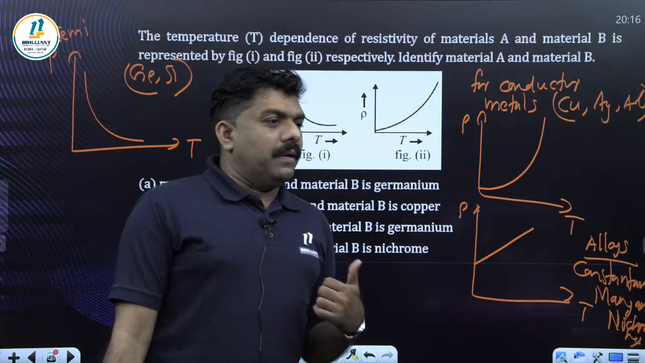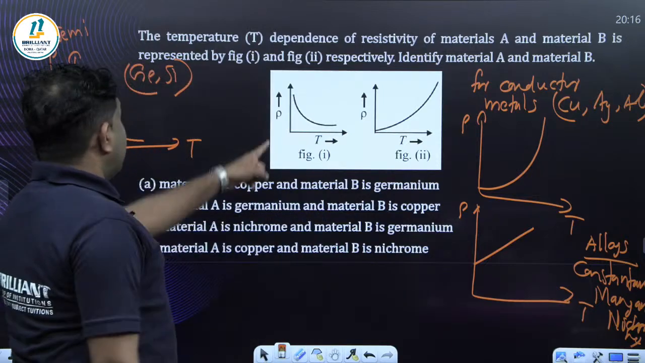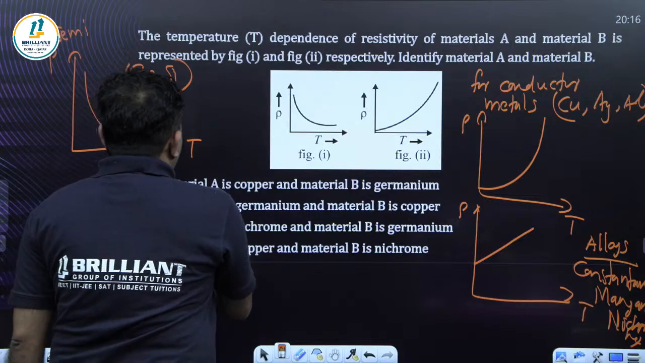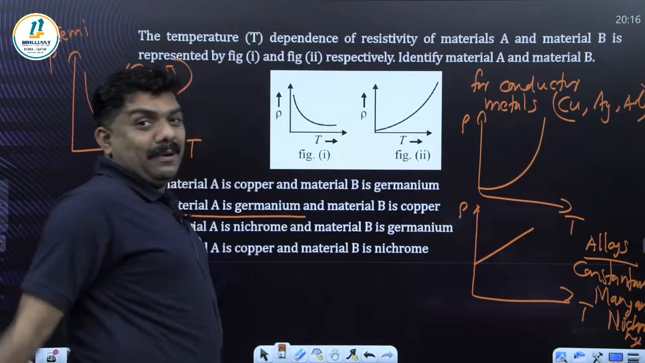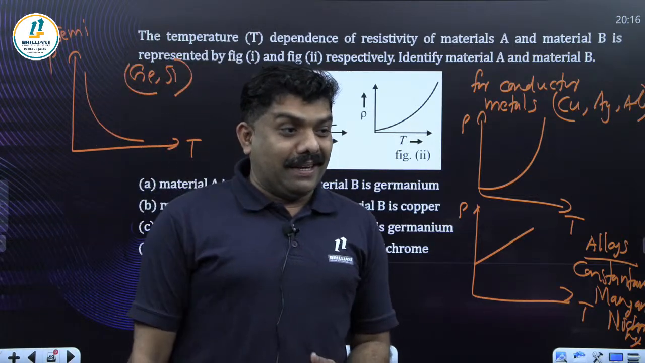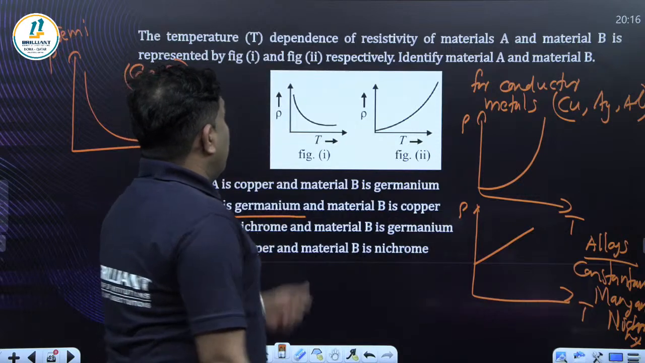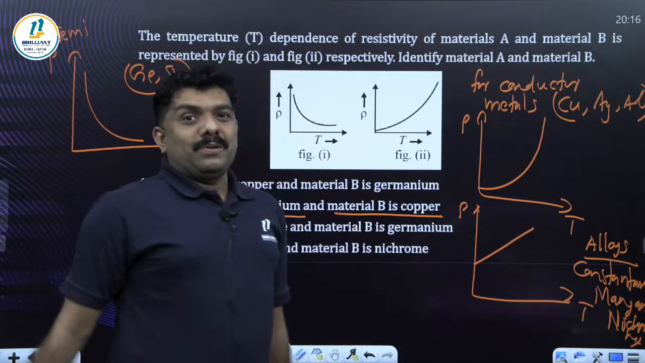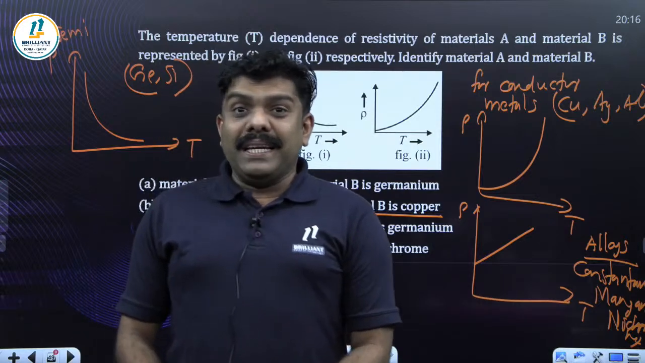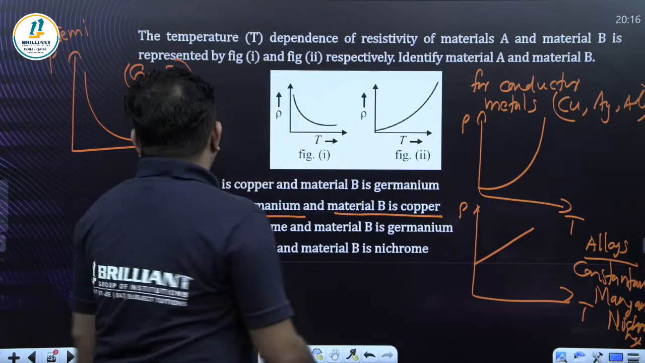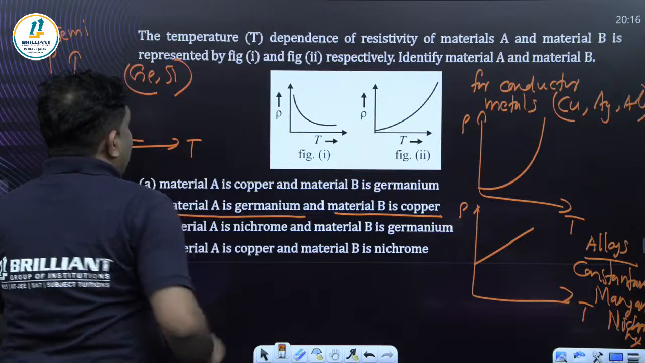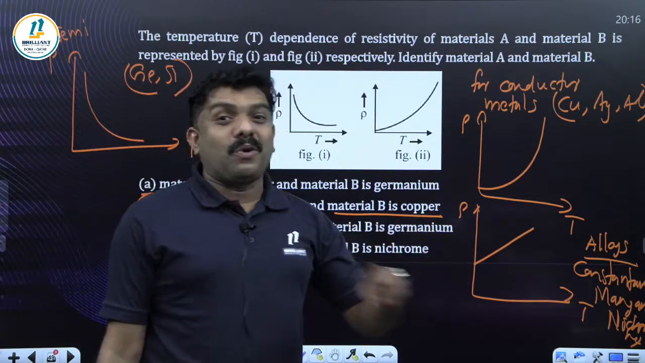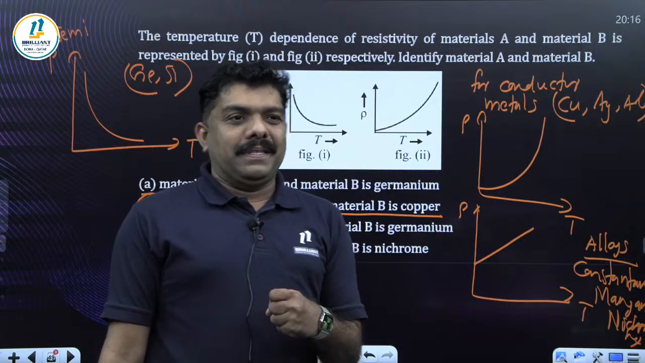So look at the graph now. In the first case, figure 1 is for a semiconductor, so material A is germanium, no doubt, because germanium is a semiconductor. And the next one is a metal, so material B is copper. That is also correct. So option B is the right one: material A is germanium and material B is copper.